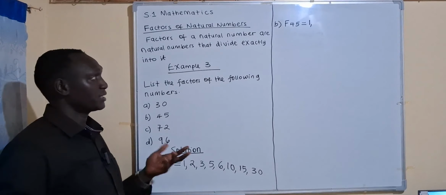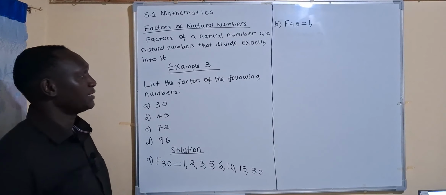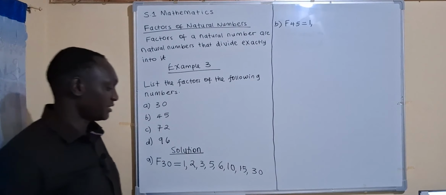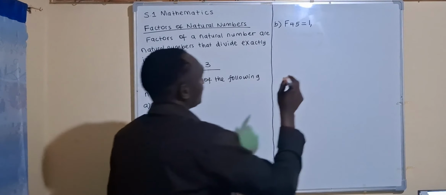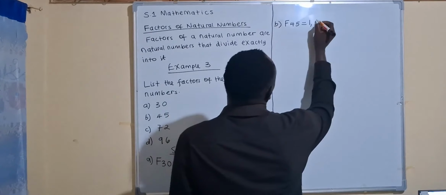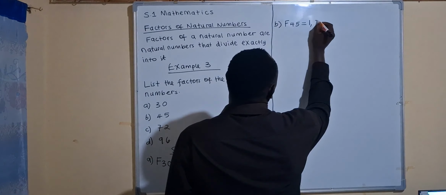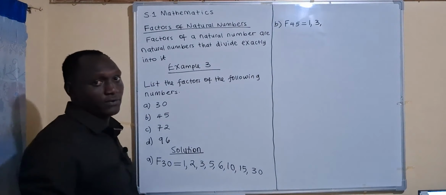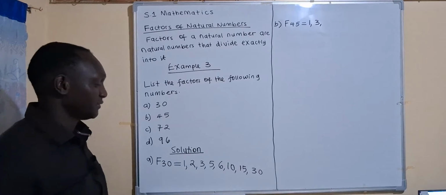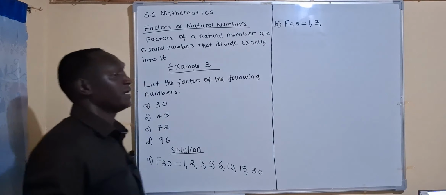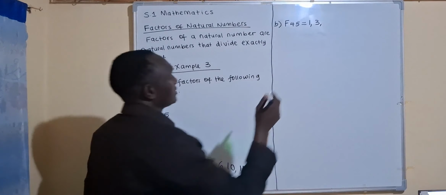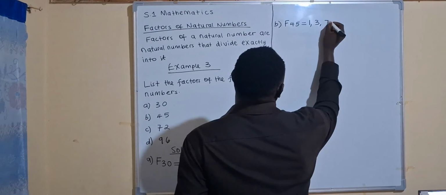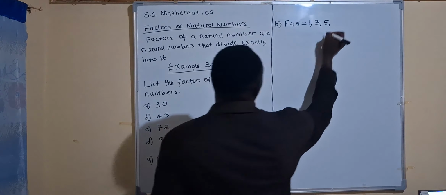By 2, we get like 22 and the remainder is 1. By 3, 45 divided by 3, we get 15 and the remainder is 0. Therefore, 3 is a factor. How about 4? There is a remainder. 5: 45 divided by 5, we get 9. Therefore, 5 is a factor because there is no remainder.